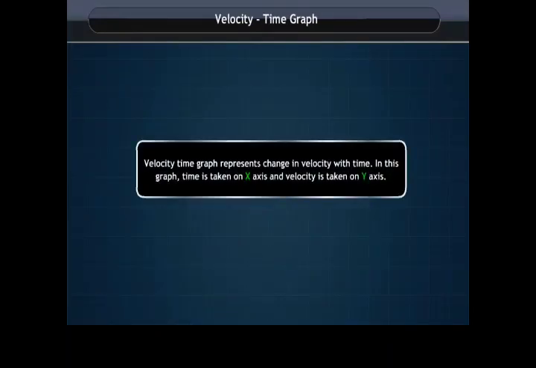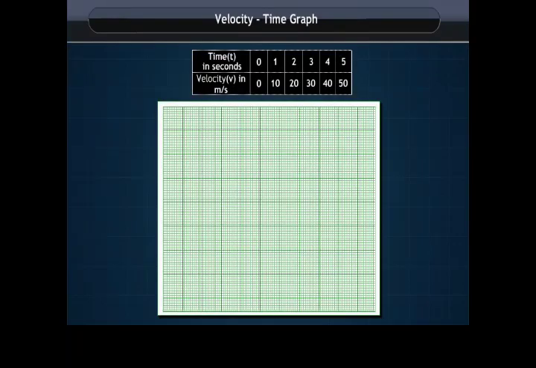Velocity time graph. The velocity time graph represents the change in velocity with time. In this graph, time is taken on the x-axis and velocity is taken on the y-axis. Case 1. When the body is moving with a uniform acceleration. The given table represents the velocity of a car at different instants of time. Let us learn how to plot the velocity time graph for this car.